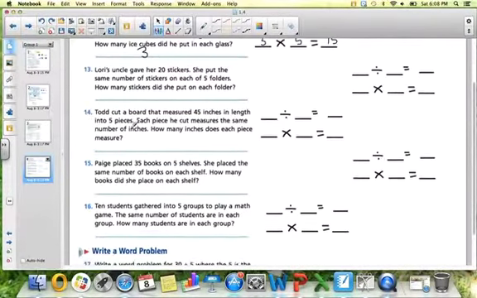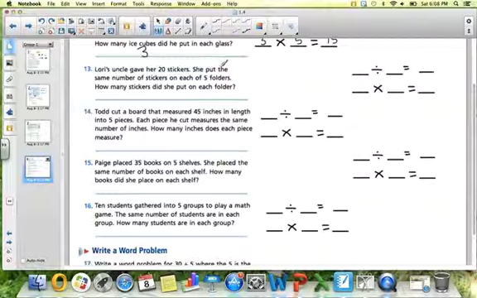Okay, number 13. Lori's uncle gave her 20 stickers. She put the same number of stickers on each of 5 folders. How many stickers did she put on each folder? We have 20 stickers. That's the total. So let's write it in. It's our product. And she put the same number of stickers on each of 5 folders. So how many stickers does each folder have? 20 divided by 5. 5, 10, 15, 20. We have 4 fingers up. So it is 4. Awesome.